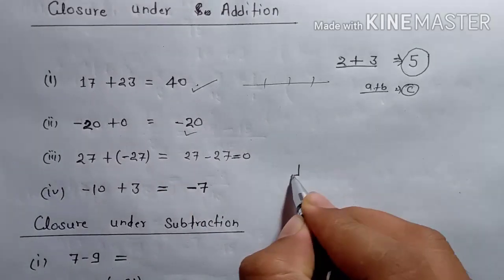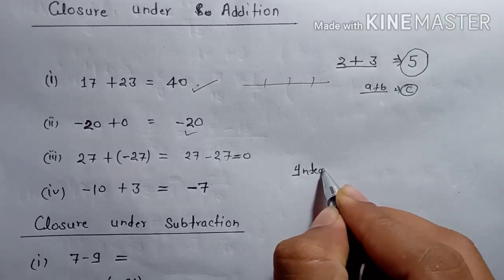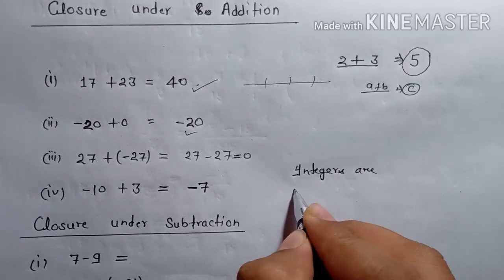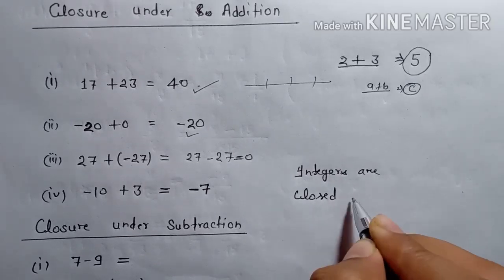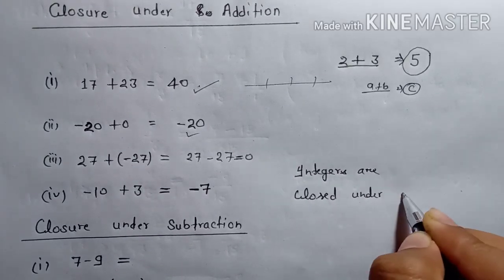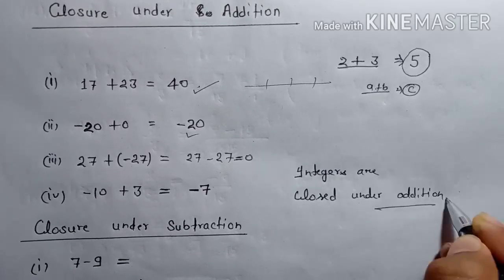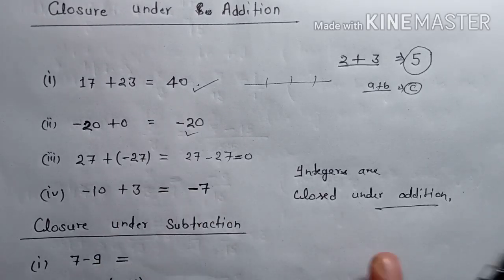So eventually we can say that integers are closed under addition, because you can see that the result is again an integer.